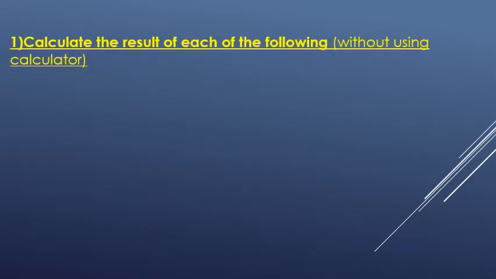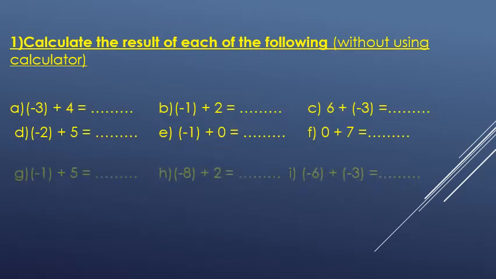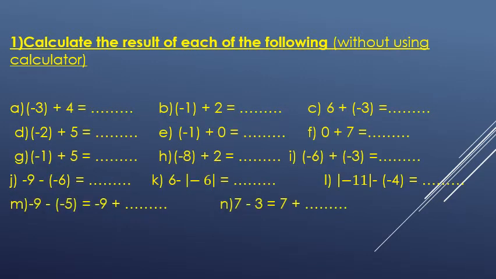Calculate the result of each of the following without using a calculator. A: negative 3 plus 4. If we have two different signs and we want to add negative plus positive, we put the sign of the greater number, which is positive, and subtract: 4 minus 3 equals 1. If we have different signs, we subtract.